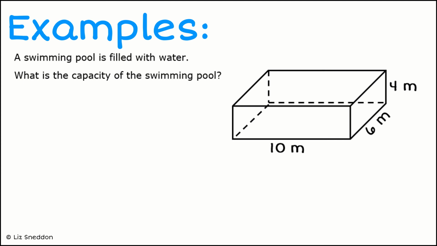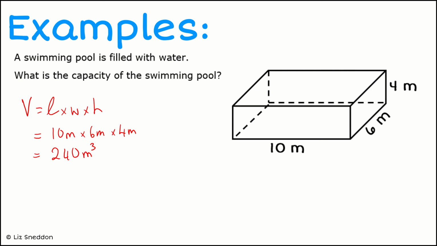We've got a swimming pool and that is filled with water. So what we want to do is find the capacity of the swimming pool. So the first thing I'm going to do is find my volume. So I look at the shape and notice it's a cuboid. So the formula for volume of a cuboid is length times width times height. And so I'm going to do my 10 metres times the 6 metres times the 4 metres, and that will give me a volume of 240 metres cubed.